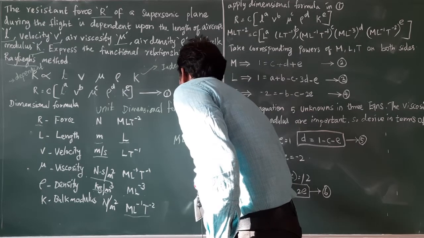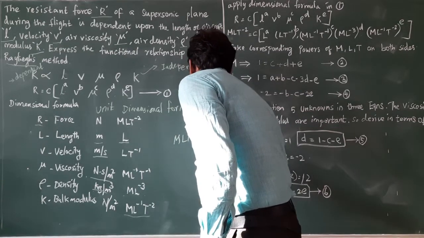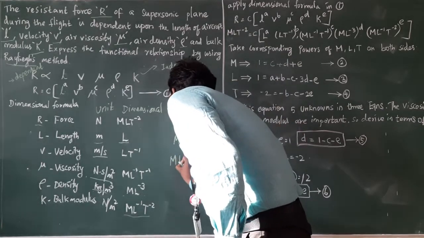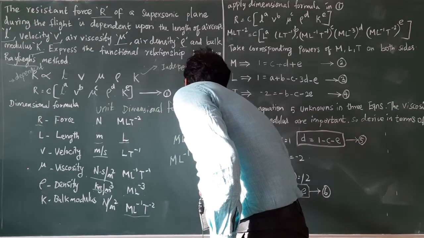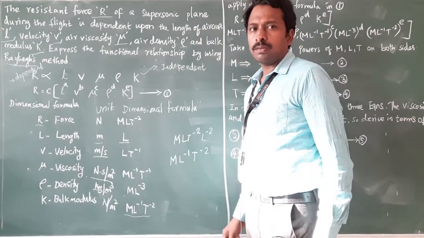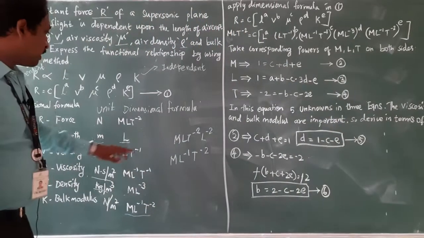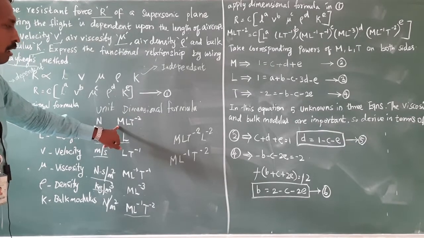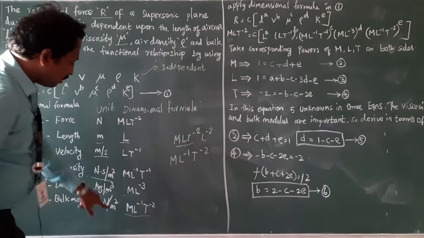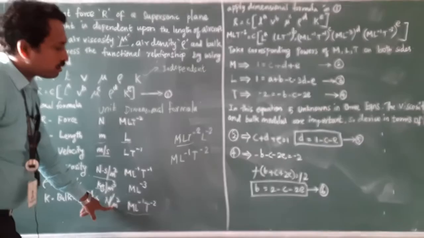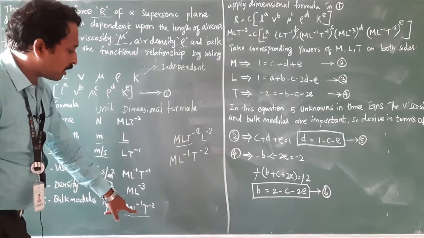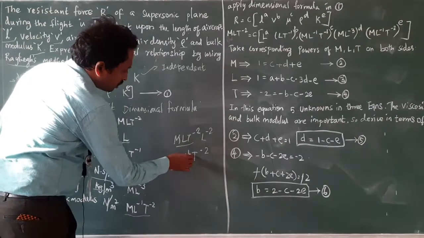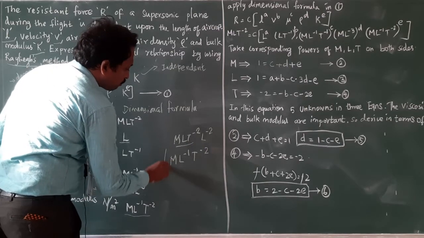Already we know the dimension for Newton, which is M L T power minus 2, and per meter square is L power minus 2. In this, per meter square, meter dimensional formula is L, so L raised to minus 2. While solving this, I am getting the value of M L power minus 1 T power minus 2 for bulk modulus.